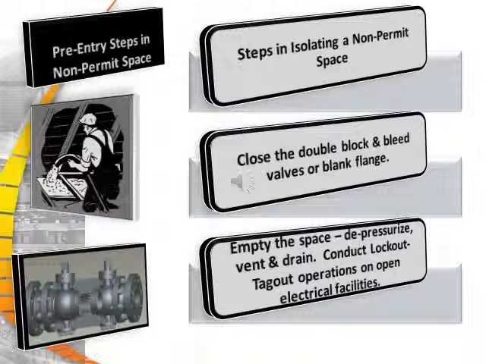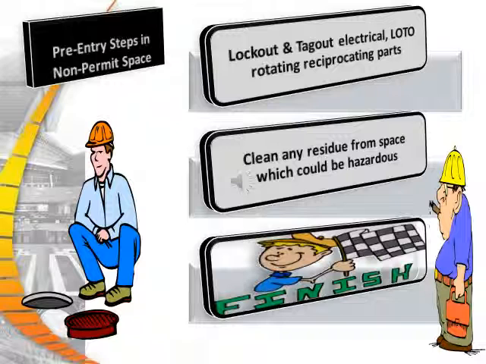Steps in isolating a non-permit space: close and double block and bleed valves, blank the flange, empty the space, depressurizing, ventilating, and draining, conducting lockout, tagout operations on electrical facilities. Lockout and tagout of electrical means locking out and tagging out rotating and reciprocating parts, or clean up any residue which is in the space which could be hazardous.